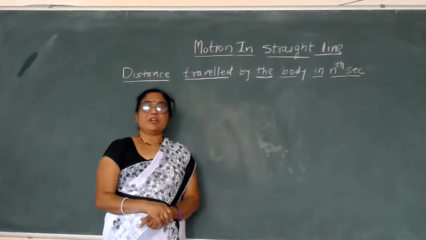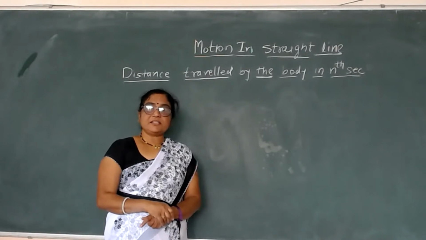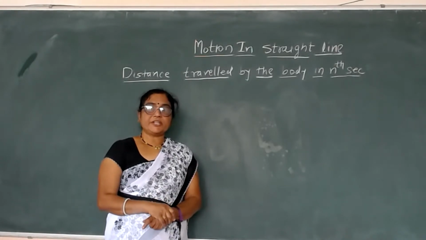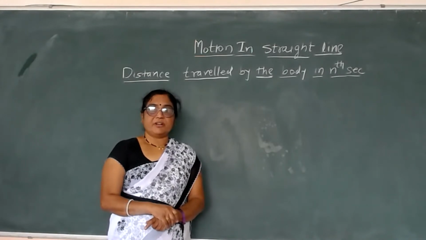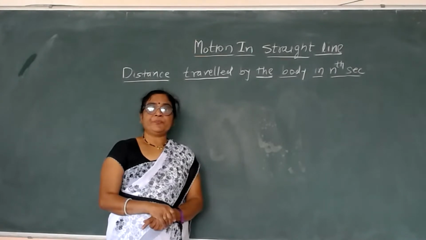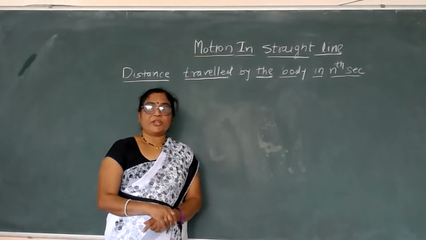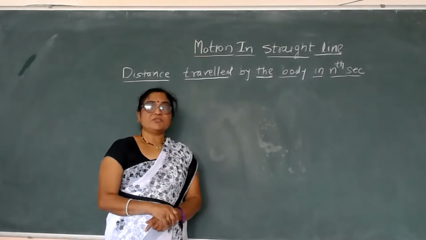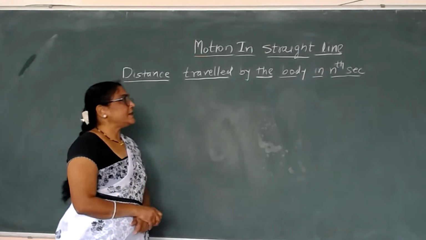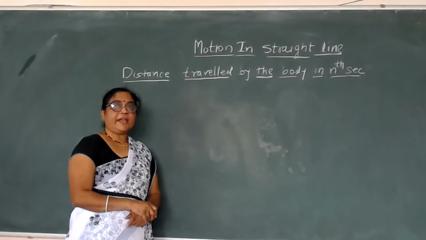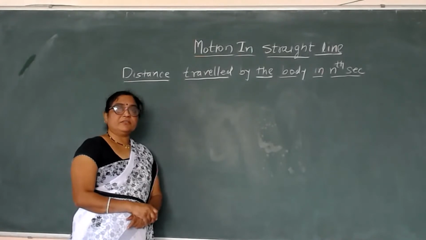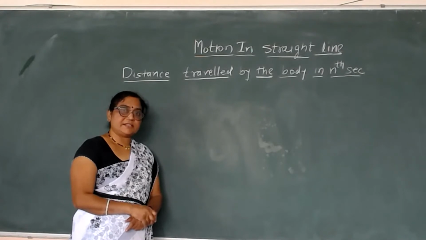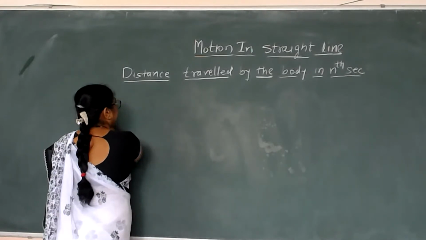The distance traveled by the body in n seconds is easy to find, but to find the distance traveled by the body in the last 1 second is difficult. To find the distance traveled by the body in the last second is very easy by using this formula. So, we derive this formula. Consider any object. If an object covers a distance in n seconds, suppose consider any object.